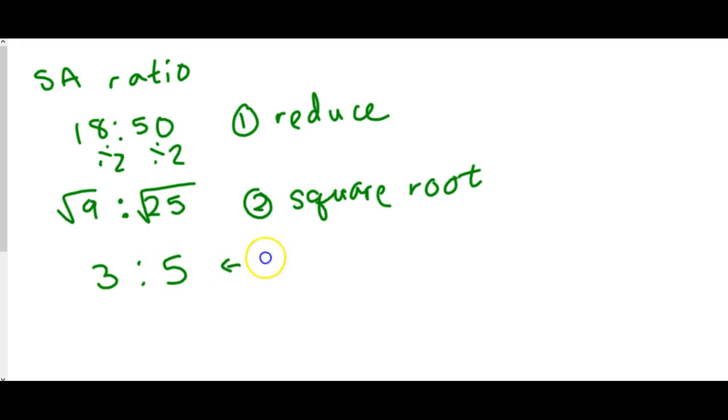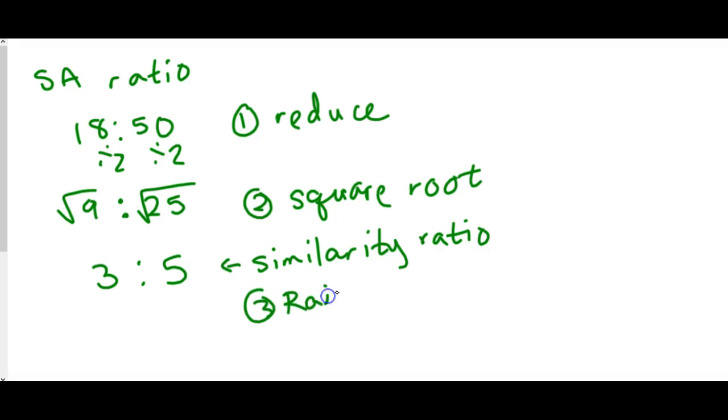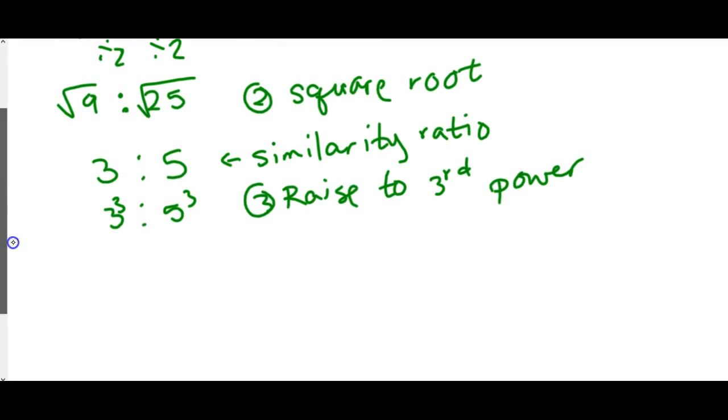This is now the similarity ratio. We brought it back down to that similarity ratio because now we could use the similarity ratio to find volume. We know the shortcut to get from similarity to volume is to raise it to the third, or to cube it. So 3 cubed to 5 cubed would give us 27 to 125. And that would be our volume ratio.